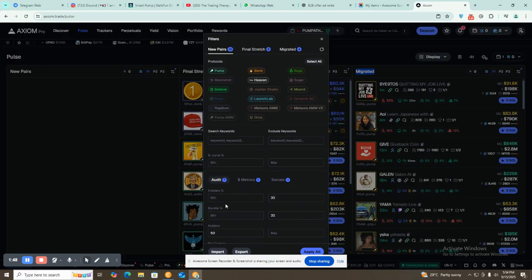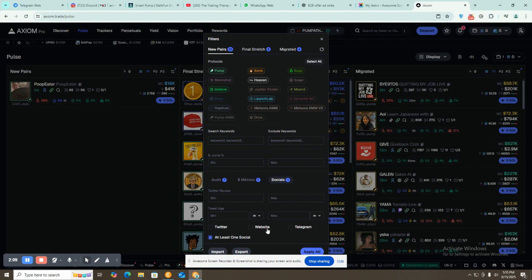And then let me click the metrics. In the metrics, I have my global fees at 1%, and it's very important. I'll show you the importance of the global fee. Also transactions 40, and socials, that means like Twitter, website, or Telegram, at least one of them. So I've been able to set it this way. I'm talking about the new pairs.